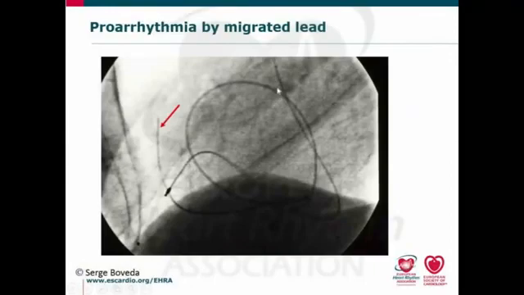This is another case with a lead that migrated and was in the RVOT and gave, in fact, ventricular arrhythmias because of the lead irritating and tickling the right ventricle. And that may be potentially fatal, especially as this patient does not have an ICD implanted.